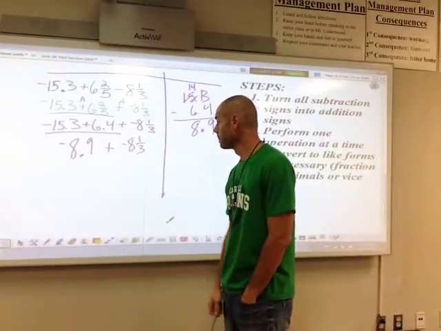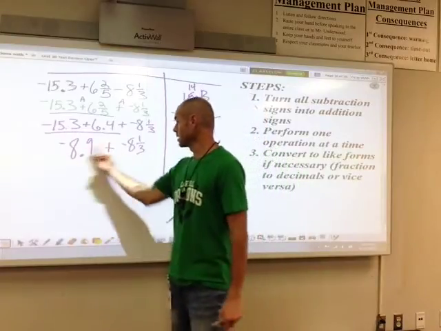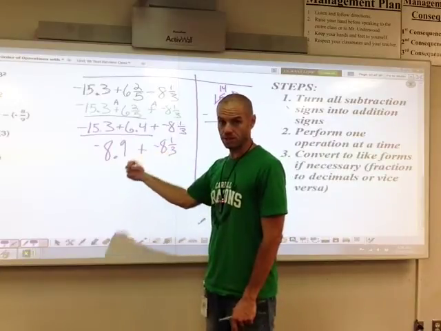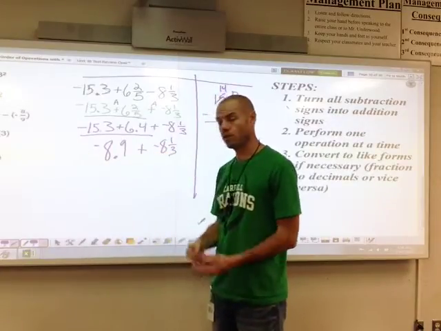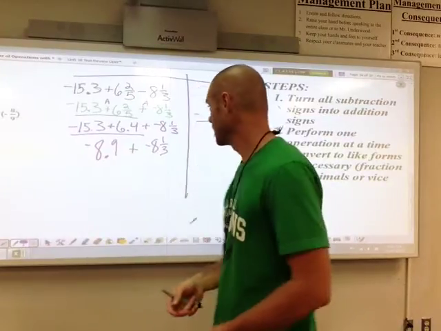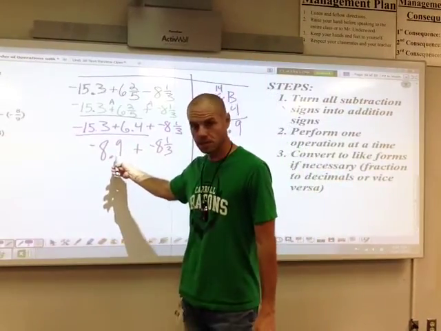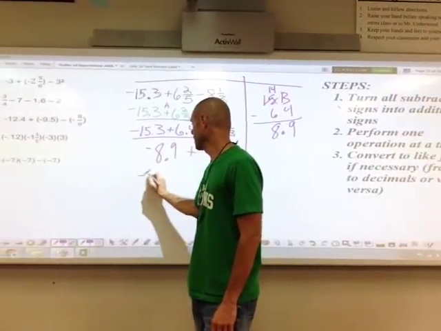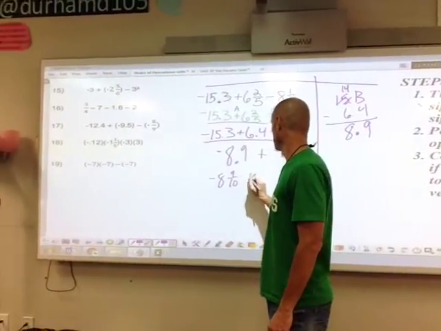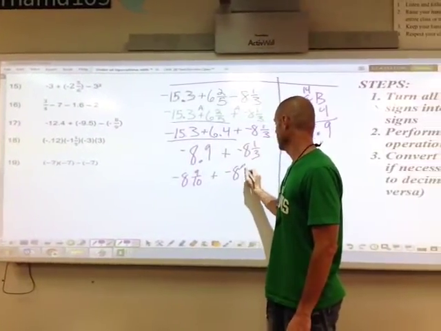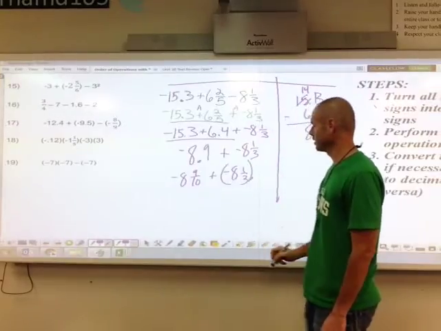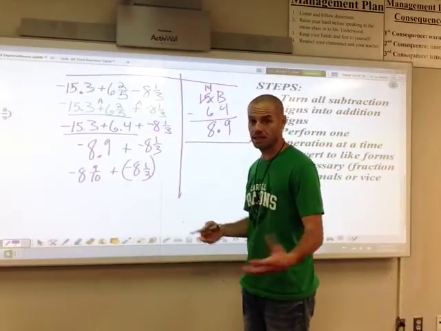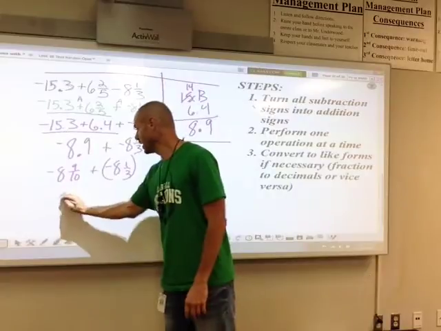All right, so what I can do now is I can convert my decimals to fractions or fractions to decimals. If you have a number that is a repeating decimal, so 0.3333 like this one, you can either round to the thousandth place, but you can also convert this decimal into a fraction. So I'm going to go ahead and do that. So I'm just going to write this as negative 8 9/10 plus negative 8 1/3 right there. So what I have now is I'm going to add these together. I'm adding like signs so the answer we know is going to be negative.